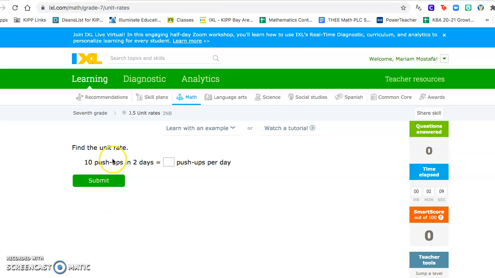So the unit rate, remember, as I told you, is when your fraction or your ratio is in its simplest form, right? So the denominator should always be 1. For example, here it says find the unit rate. This is 10 push-ups in 2 days. It's asking you how many push-ups in 1 day.